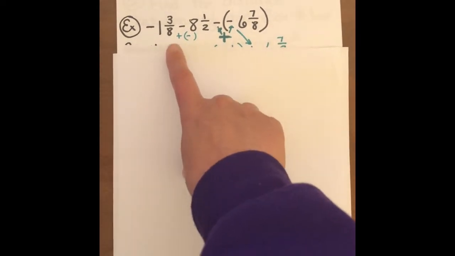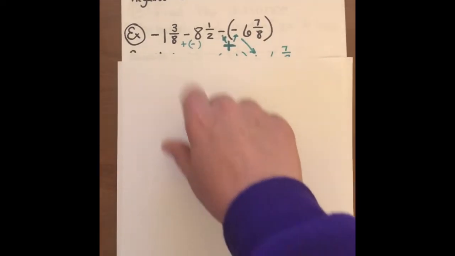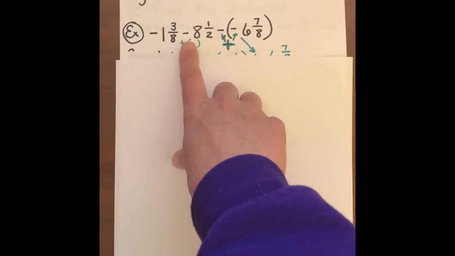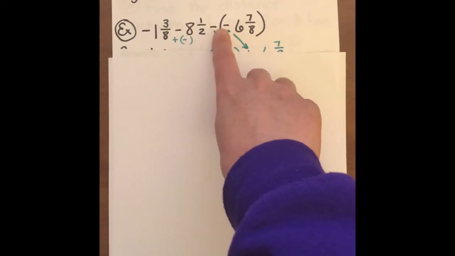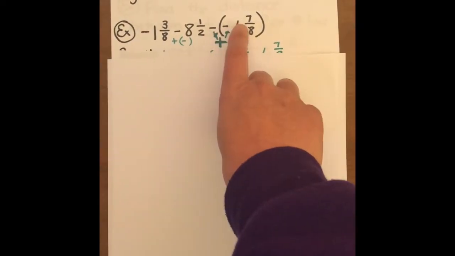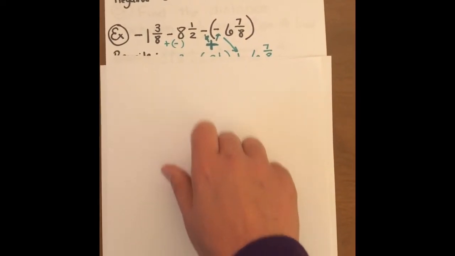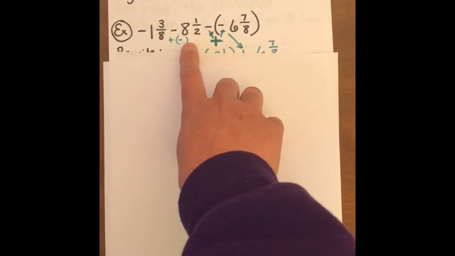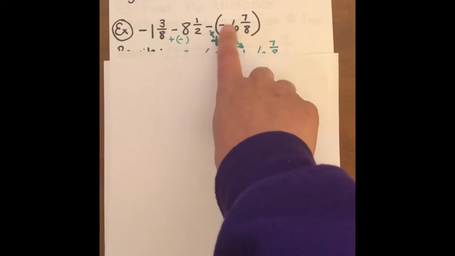Okay, here's an example. We got 3 things going on here. So I have a negative 1 3/8 minus 8 1/2. And then here's my favorite, 2 negatives together. So subtracting a negative 6 7/8. So first I need to do some changing. I'm going to change the subtraction to add the opposite. And I am going to combine these two negatives here into one big positive.